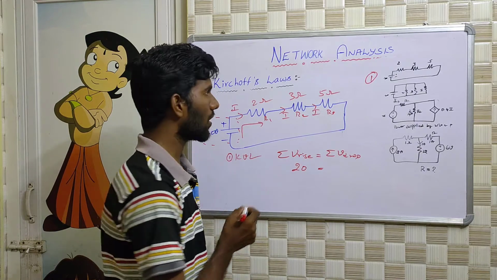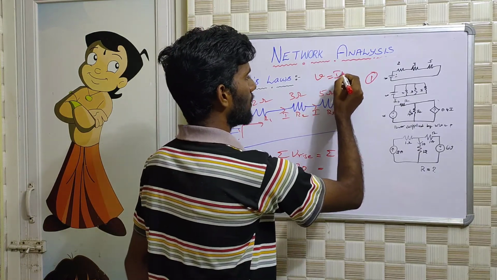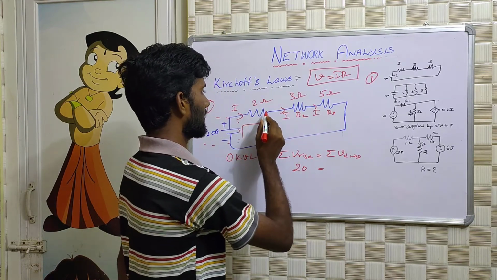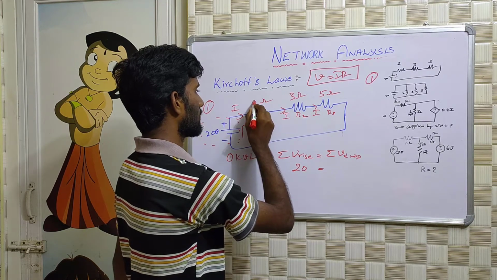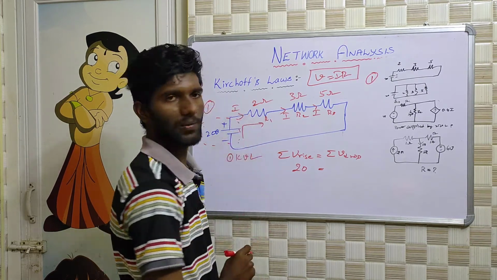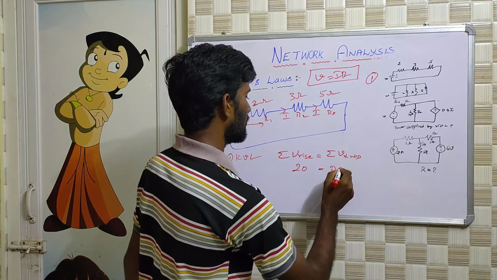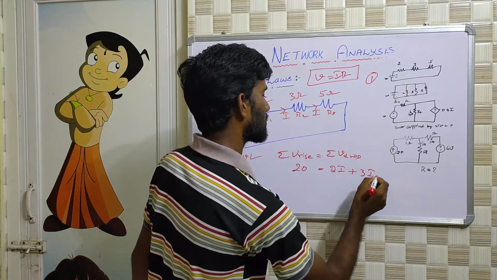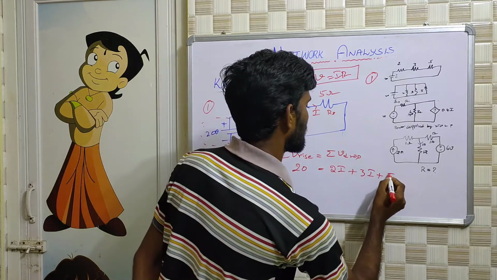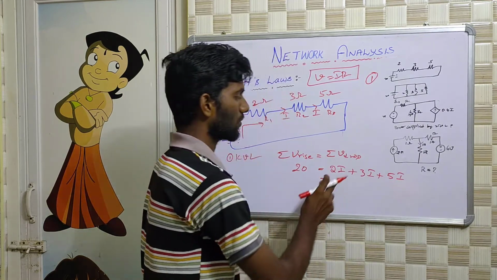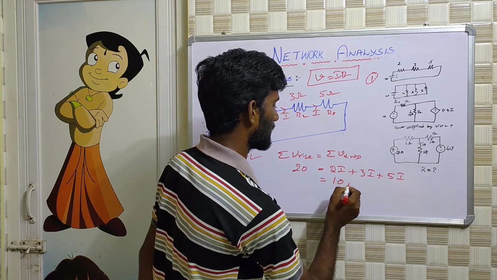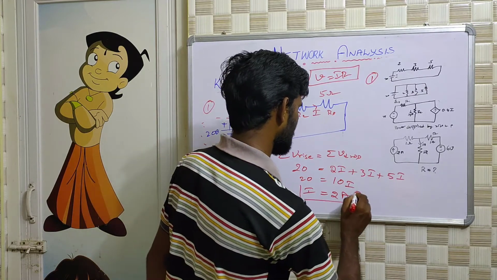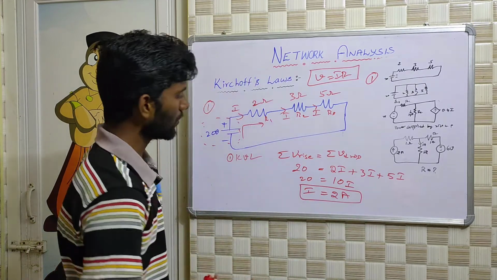So V is equal to IR. From Ohm's law we know V is equal to IR, right? Here, for the 2 ohm resistor, with current I, the drop is 2I. The next one is 3I. The next one is 5I. So 2 plus 3 plus 5, 10I is equal to 20. Therefore I is equal to 2 amperes.